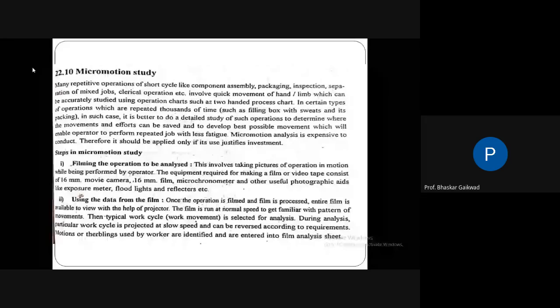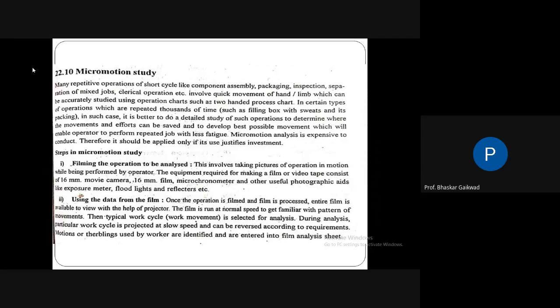Now, quick movements of hands can be accurately studied by using operation parts, such as two-handed procedures. Actually, we have seen in the two-handed process chart, any assembly of two parts we can do by using both hands, left and right. And there should not be idleness. There should not be repetitive movement. This we can actually do under this micro motion study.